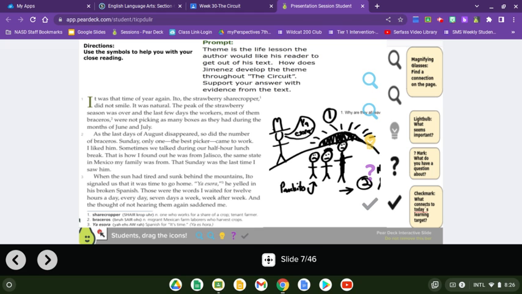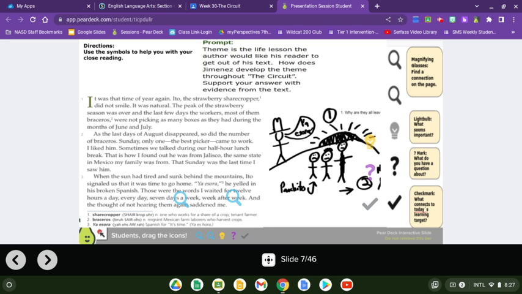I would like to bring to your attention the parallelism right at the end of paragraph 3. Take a look at this sentence again. Those were the words I waited for 12 hours a day, every day. Notice that we have some repetition of the words themselves, but there's also the rhythm of it, which is what a parallelism is. It looks more at syntax or grammar or structure than it does semantics. 7 days a week, week after week, more repetition, and the thought of not hearing them again saddened me.